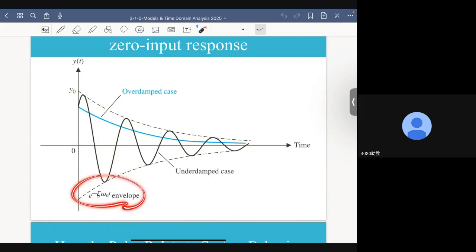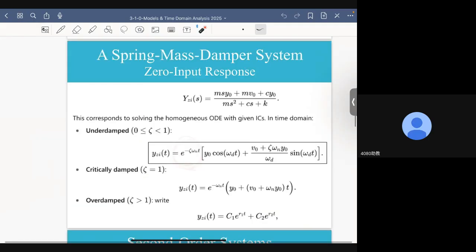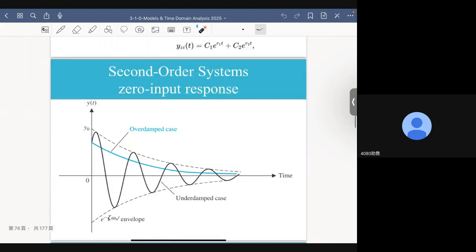Now, the dotted lines here represent the envelope of the response. Why do we have this envelope? Because e to the power of minus eta omega n t appears outside this bracket, and inside this bracket we see sinusoidal functions. But we all know that the value of sinusoidal functions is always between 1 and -1. So pretty much this determines the envelope of the zero input response for underdamped spring mass damper systems.